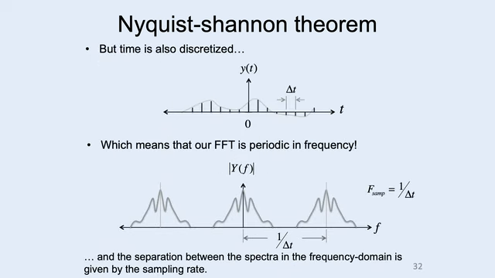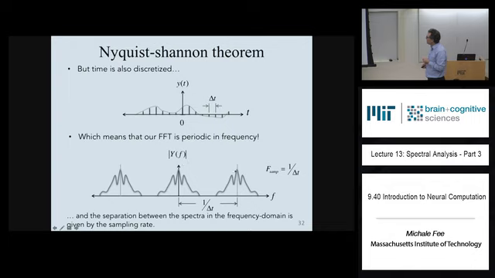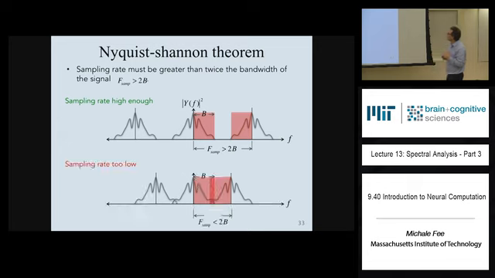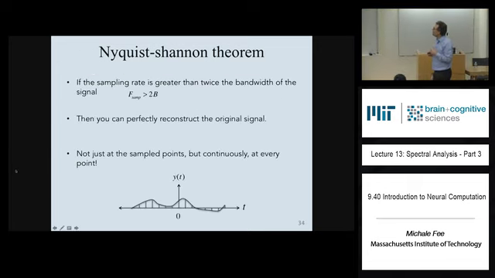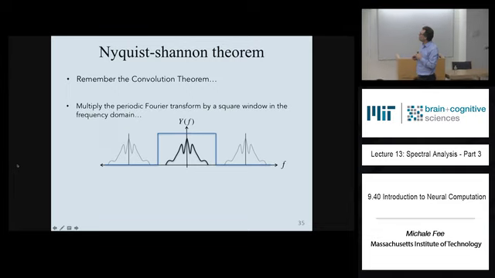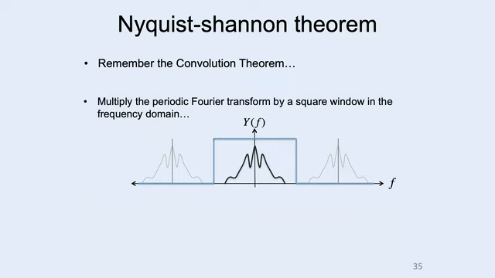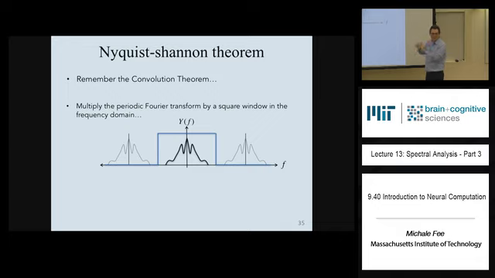Back to this. There's our discretely sampled signal. There's the spectrum. It's periodic. Let's say that the sampling rate is more than twice the bandwidth. How would I reconstruct the original signal? So remember that the convolution theorem says that if I multiply in the frequency domain, I'm convolving in the time domain.